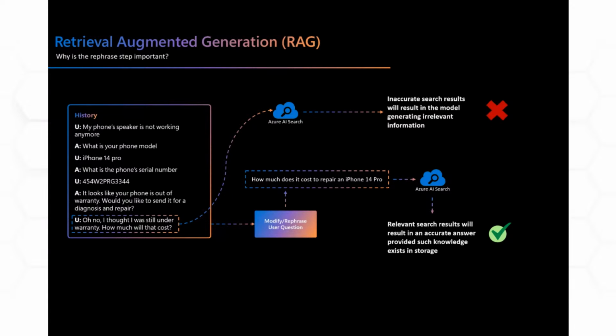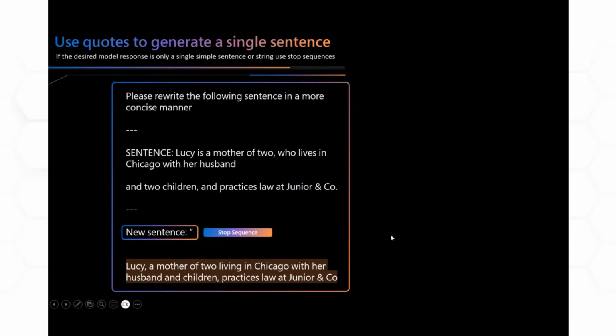Now that we know how to ground responses, let's explore how to ensure we get the output format we desire. There's a couple of ways to do this. First, a simple one. You can use single quotes to make sure the model responds with just a single response after the single quote.